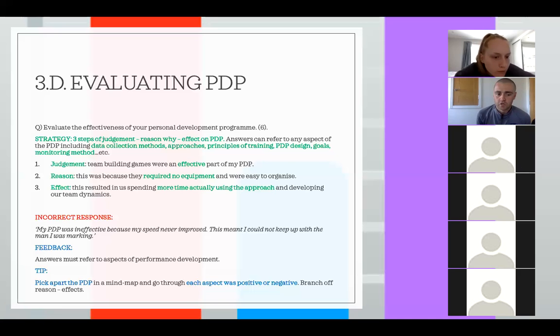Okay. One way that I'll teach this is I'll have it through a mind map. And you just basically pick apart the PDP. So mind map. PDP effectiveness, one branch, data collection methods. Right, let's branch off lots of stuff for that. Another branch, approaches used, branch off lots of different things. Principles of training, right, branch them all off. PDP design, branch it off. Goals, monitor method, branch it all off. And then you've actually got a page just full of graffitied notes.